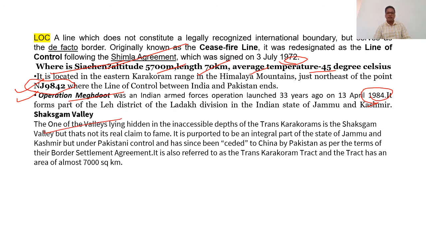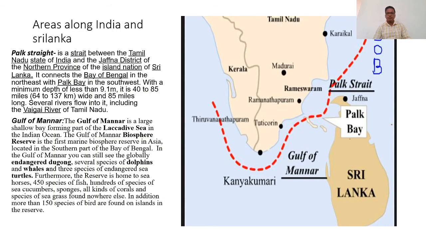Then the Shaksgam Valley, as I was talking about a little bit, over the Karakoram range, has been given or sold by Pakistan to China. So this is also a bone of contention because without our consent, it has been sold out. Then as I was also talking about Palk Strait, here you can see the Palk Strait over here.